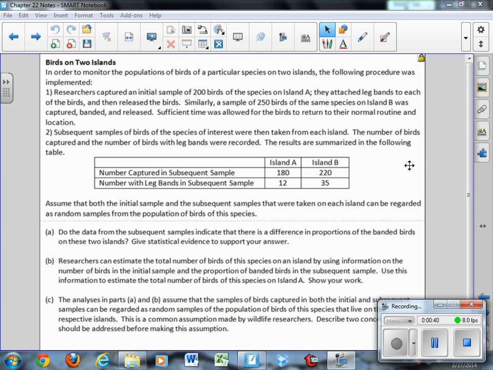Basically, some researchers went to two different islands independently, tagged a group of birds on each island, and then after a period of time came back to the island and captured a random sample of birds, some of whom had tags on their legs and some of whom didn't. And the question is, does the data from that second sample indicate that there's a difference in proportions of banded birds on the two islands?